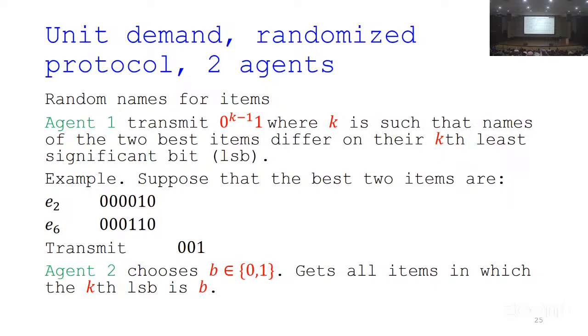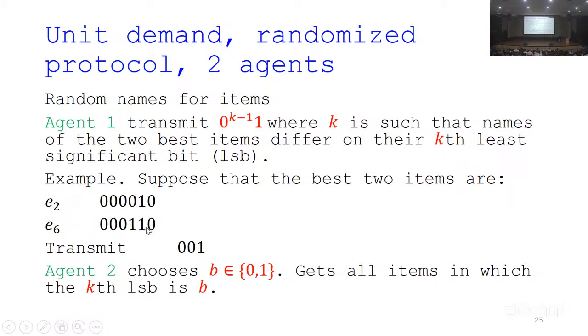So agent 1 needs to get one of her 2 top items. So we look at the binary encoding of these 2 top items and specify which is the first bit in which they differ, and we'll start from the least significant bit. So as an example, let's say the 2 best items are item 2 and 6, and these are their binary encoding.